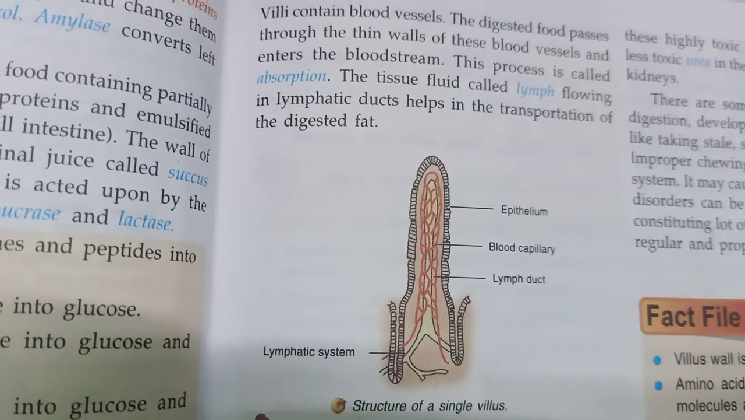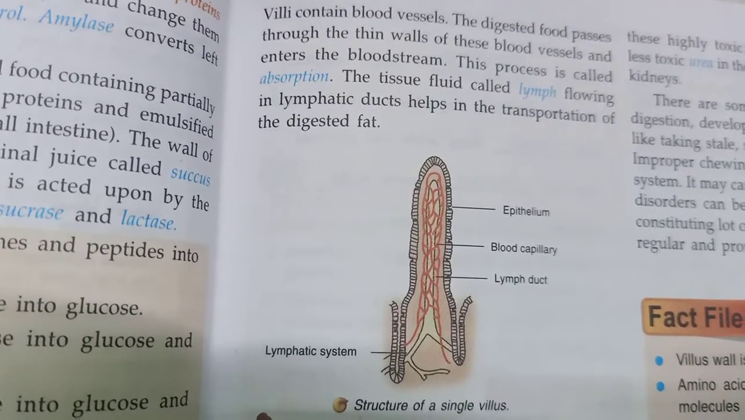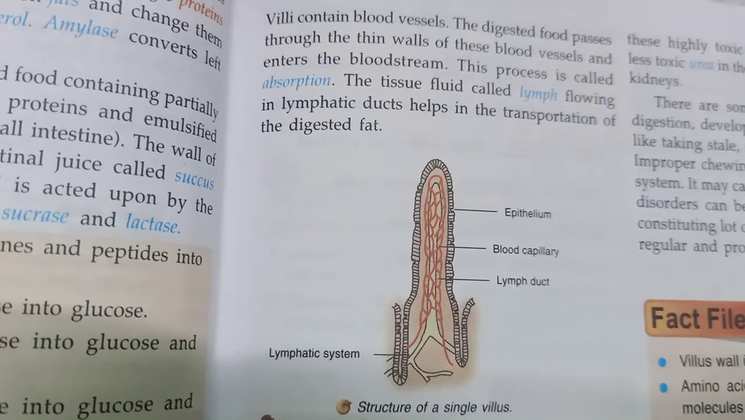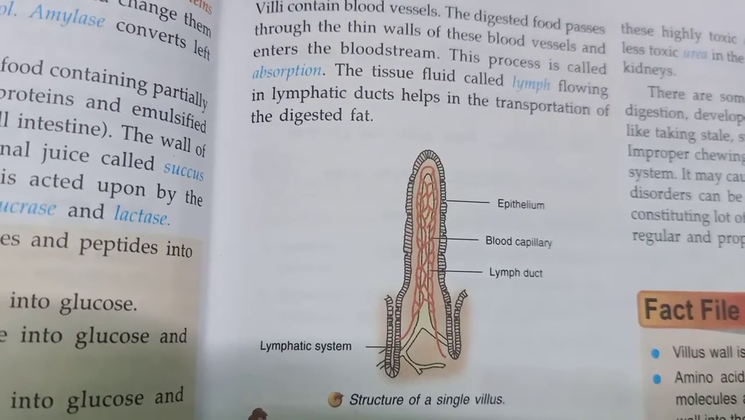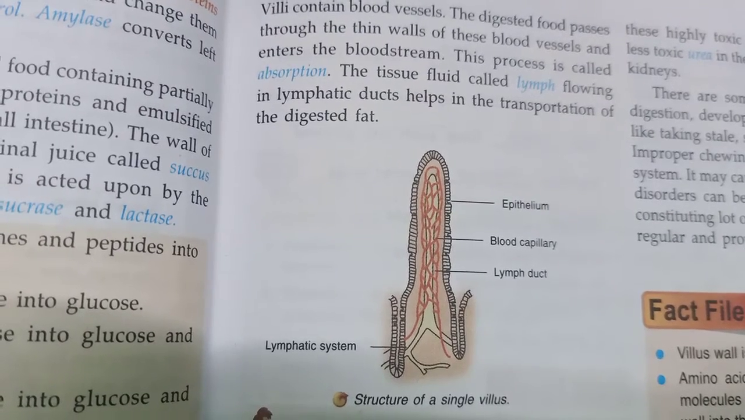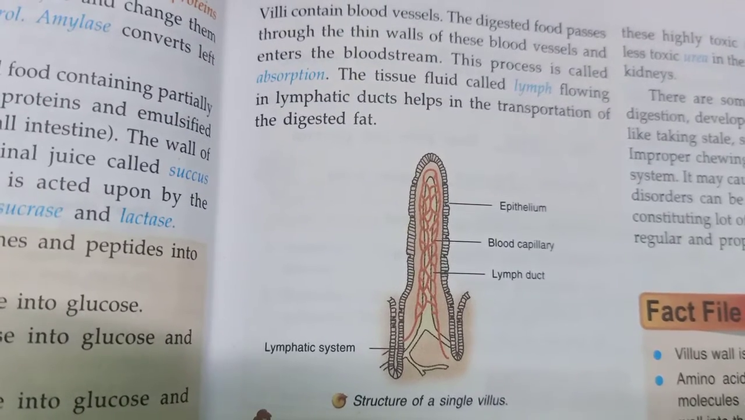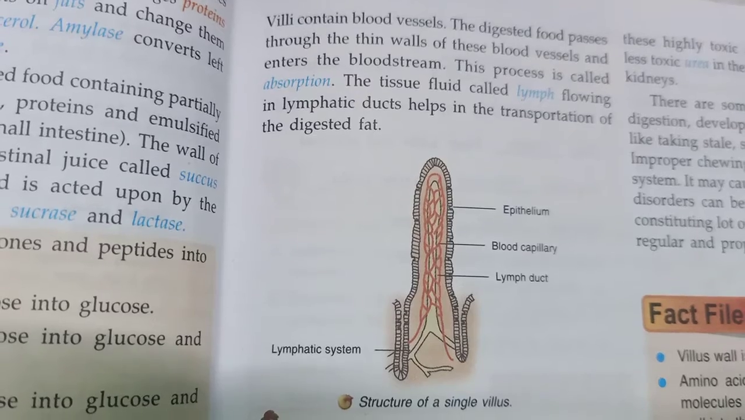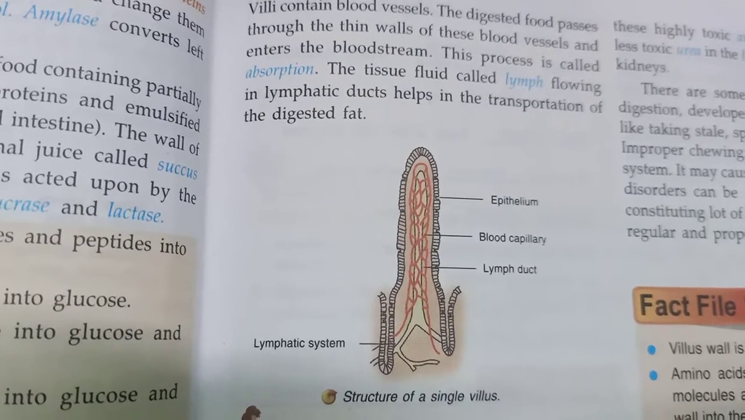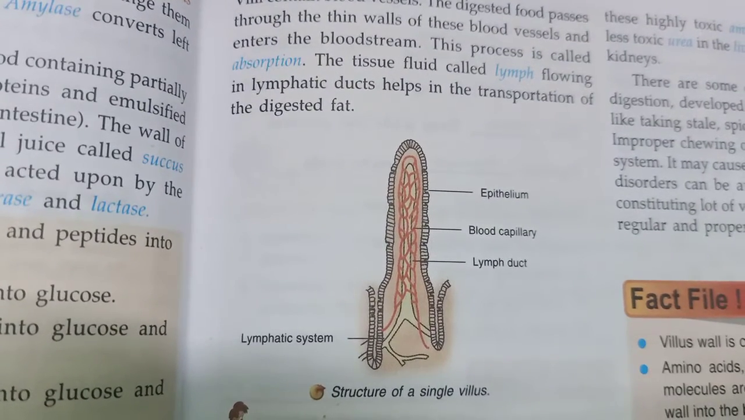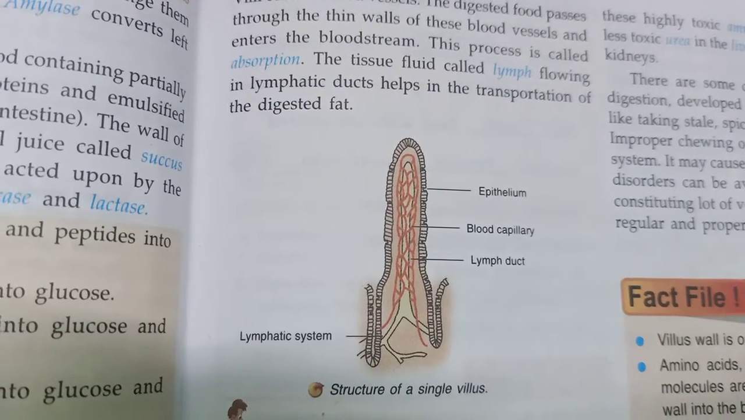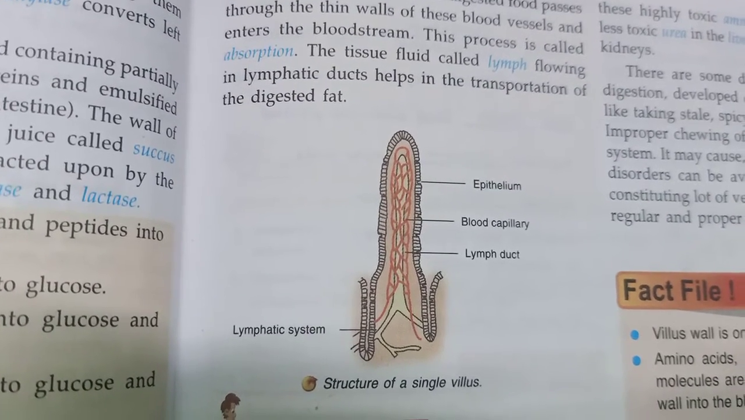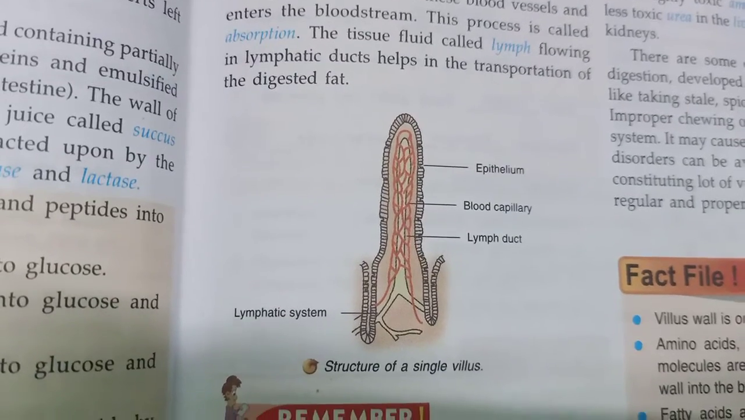Now the tissue fluid called the lymph, the fluid that is present inside the tissue, flows in lymphatic ducts and helps in the transportation of the digested fat. You can see the lymphatic duct over here, and in this lymphatic duct the fluid lymph is present, and it helps in the transportation of the digested fat.